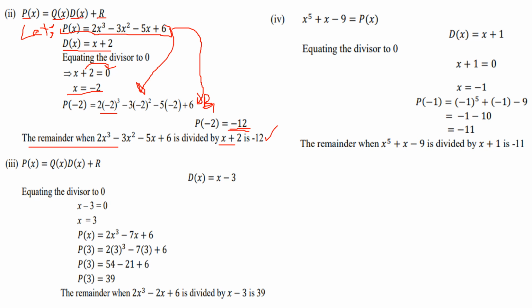So going to Roman number 3, we are going to be repeating the same thing. Any polynomial function of x is given by the quotient function of x multiplied by the divisor, and then you add on the remainder. And then you are going to say equating. We always equate the divisor to 0, and then you make x the subject. What do you get? You are going to get x is equal to 3, because our divisor was x minus 3. So making x the subject is going to give you 3.